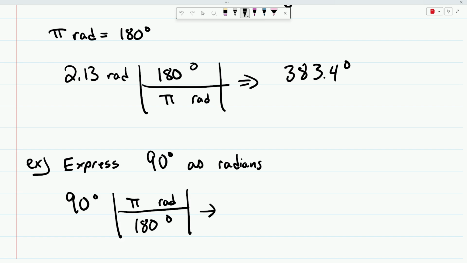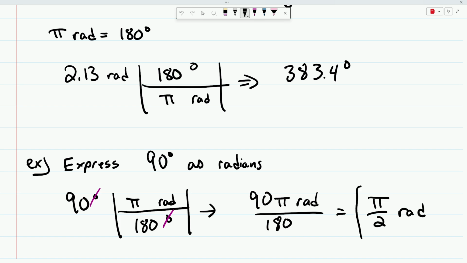Here, I'll write it out initially. Remember, our degrees will reduce. So we get 90 pi radians over 180. However, when you reduce this, you end up getting pi over 2 radians. And this is very special. So you definitely want to remember that one because we're going to be using that a lot.